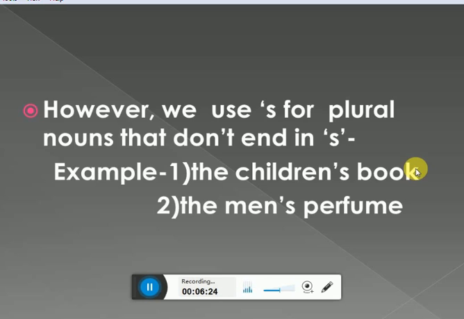You know the plural of child is children. The plural of child, children, doesn't end in S. So we'll put an apostrophe before S. The children's books. The men's perfumes. What is the plural of man? M-A-N, man. Men. So men also doesn't end in S, so we'll put an apostrophe before S. The men's perfumes.